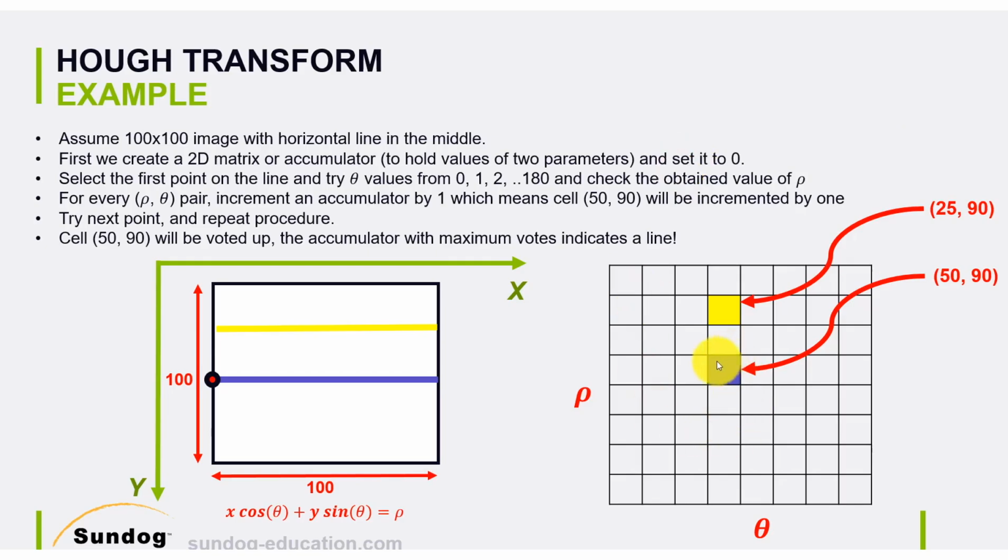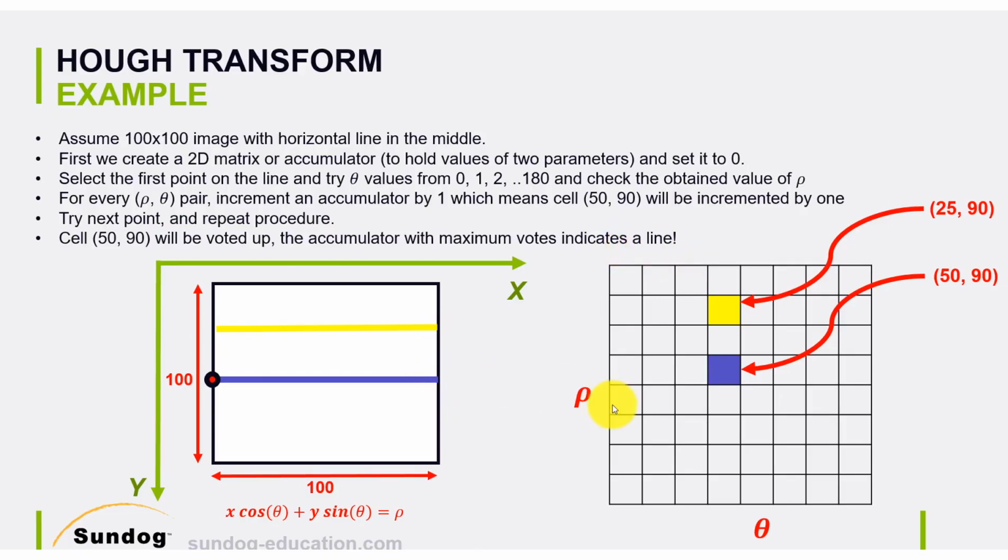Which means that when you go to the Hough space and see a point that has a lot of values, where the accumulator is a very large number, that indicates that a line has been found. In a very simple form, this line is represented in the Hough transform as just one dot, indicating a lot of accumulated votes within that grid that we created out of nothing. So cell 50 and 90 will be voted up. The accumulator with maximum votes indicates a line, so a line has been detected in the image.